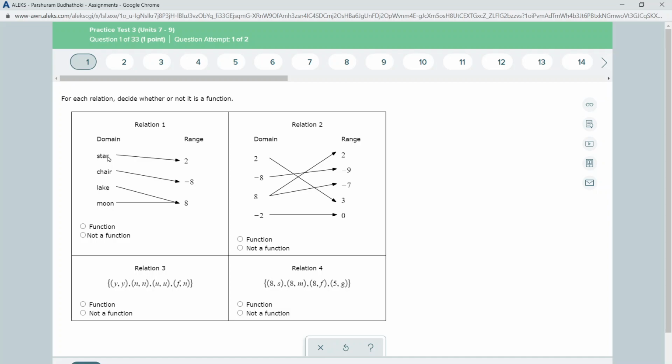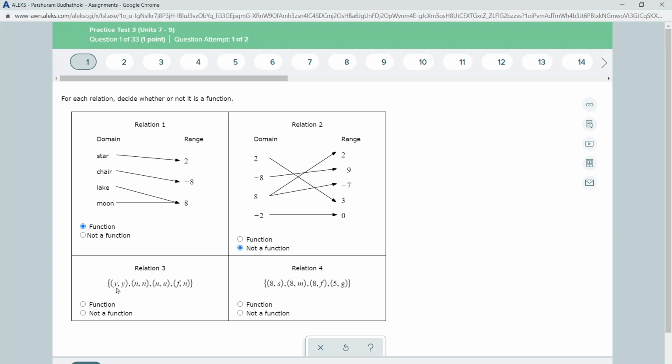If there are two arrows going from the domain, then that is not a function. But in this case, only one arrow is going from each of these inputs of the domain, so it's a function. But for the second one, as you can see from 8, there are two arrows going, so that's why it's not a function.